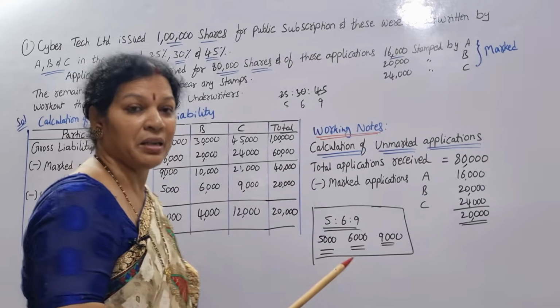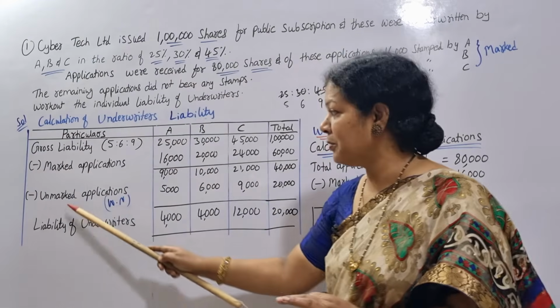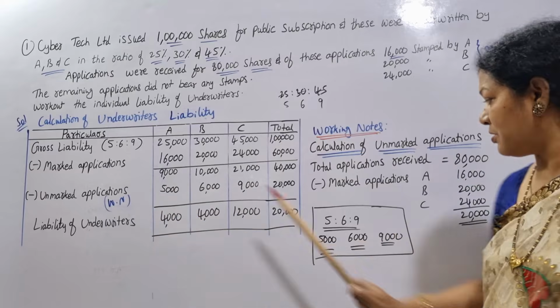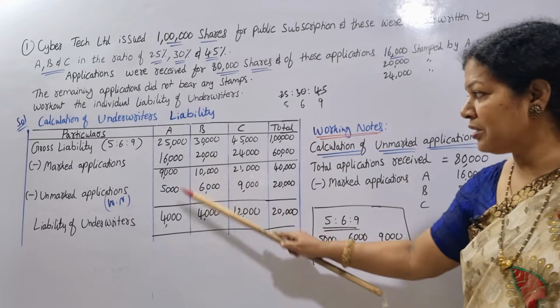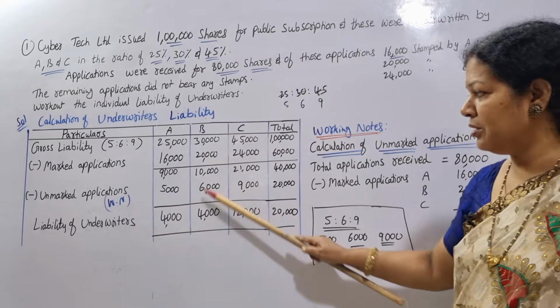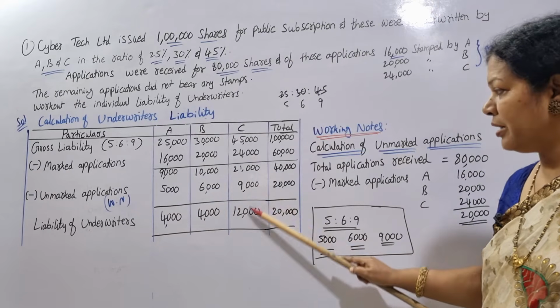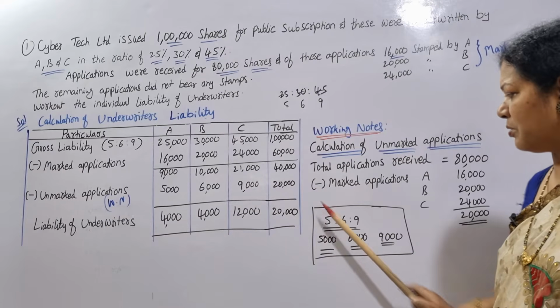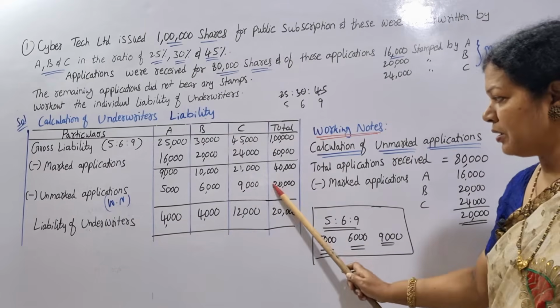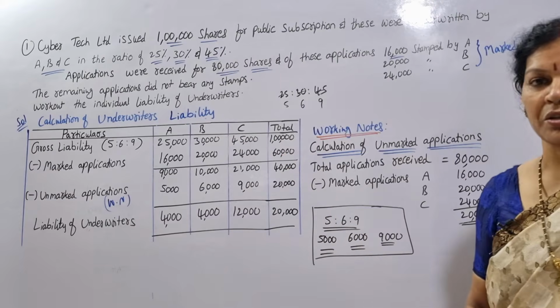So this is unmarked. Unmarked we have to deduct it. Minus unmarked applications, 5,000, 6,000, 9,000. If you deduct it, we are getting 4,000 here, also 4,000, and here 12,000. Total, if you total this, 20,000, so the same 20,000. 40,000 minus 20,000 comes to 20,000.